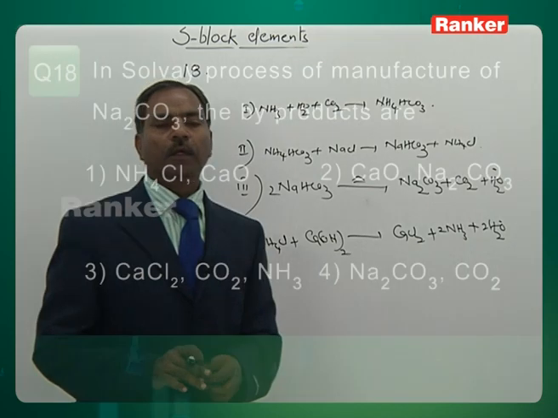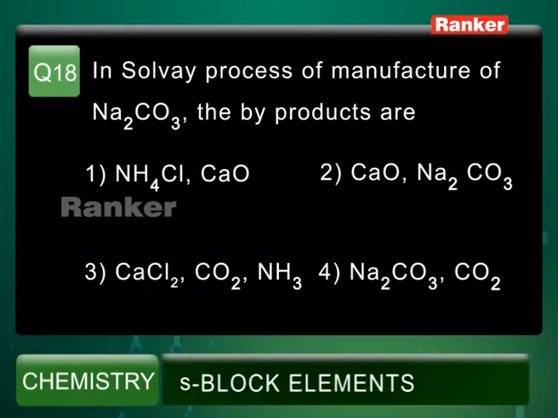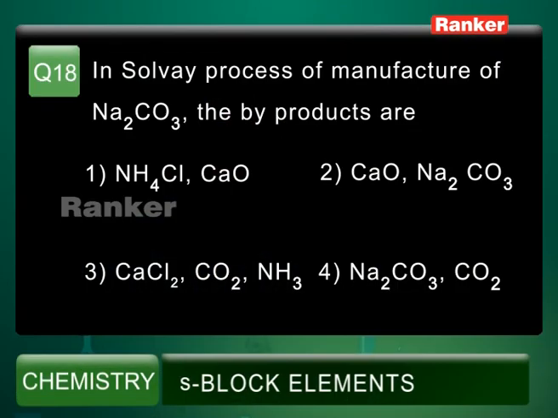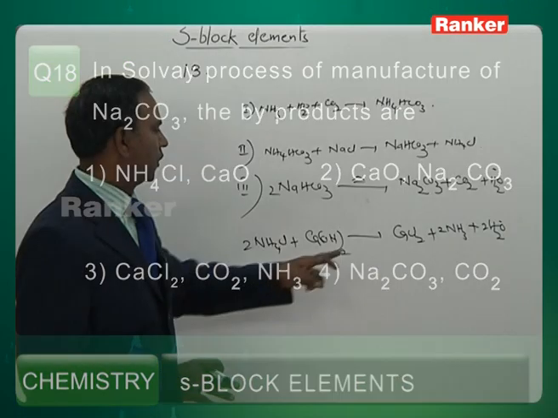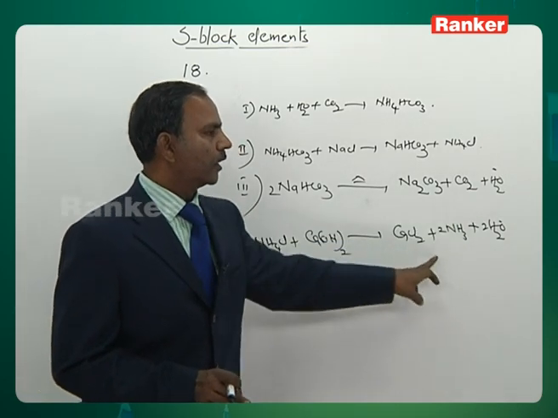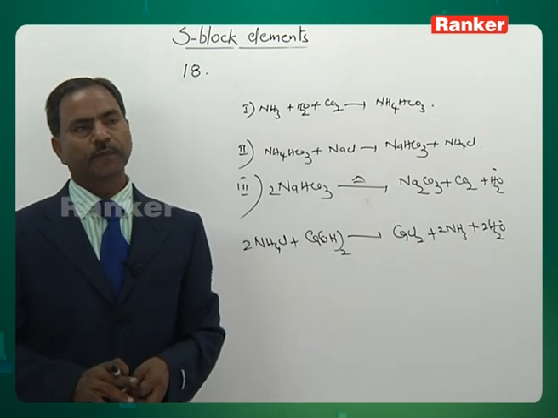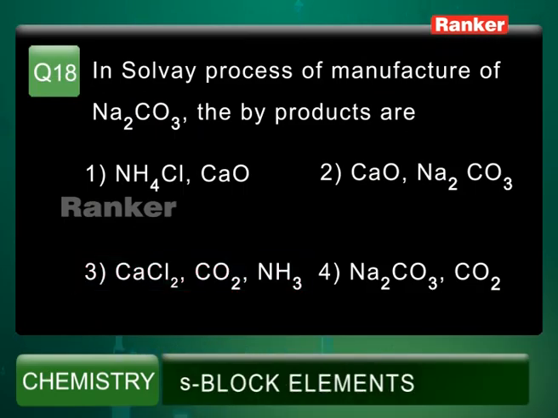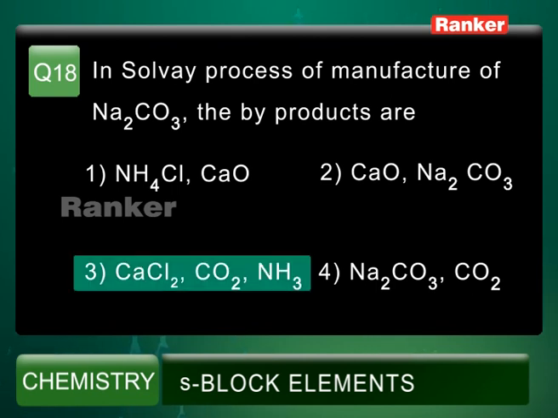So, question 18, option A, ammonium chloride and CaO is given. Next, calcium oxide and Na2CO3 is given. Na2CO3 is the main product we are getting, not a byproduct. Coming to option 3, CaCl2, CO2 and NH3. These three are the important byproducts in the Solvay process. Therefore, for question number 18, the answer is 3.